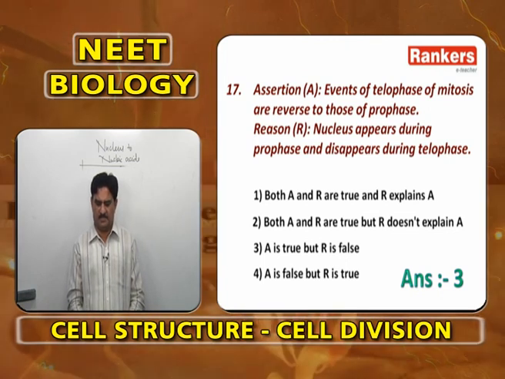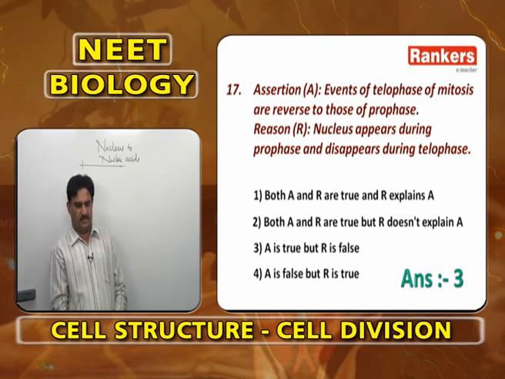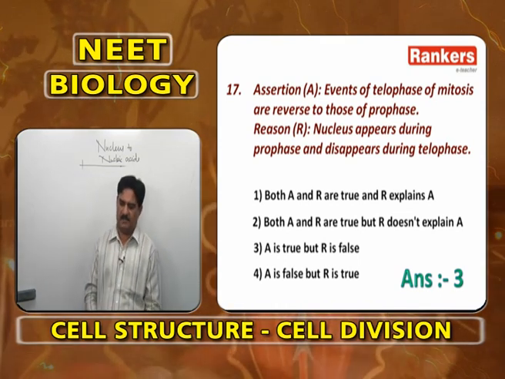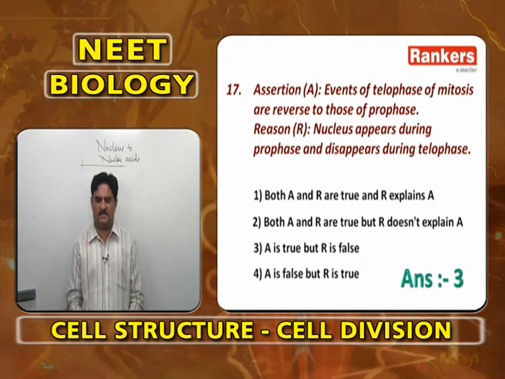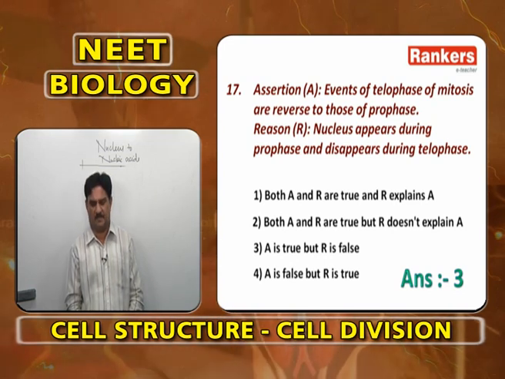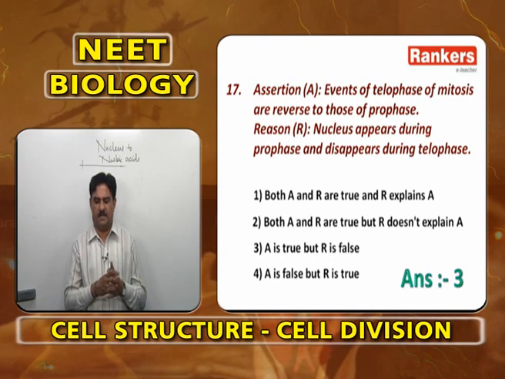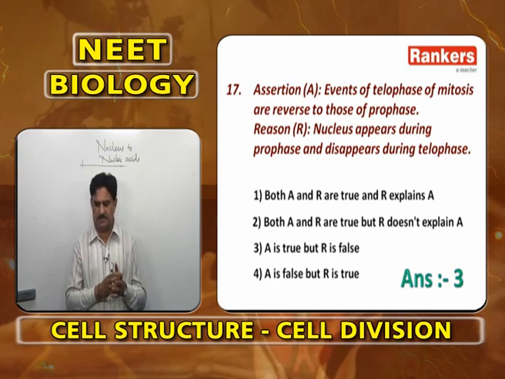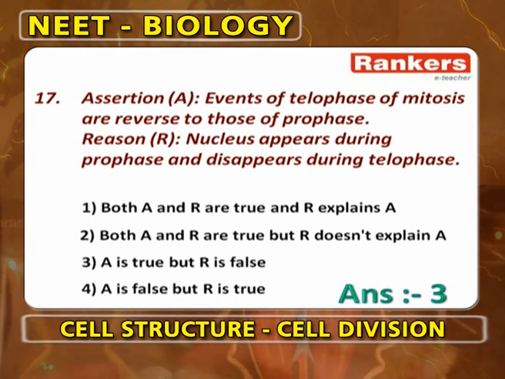Nucleus appears during prophase and disappears in telophase is wrong. Nucleus disappears during prophase and reappears during telophase is correct. So, A is correct, R is false. Events of telophase of mitosis are reversed to those of prophase is perfectly correct. Nucleus appears during prophase and disappears during telophase is wrong. What must the statement be here? Nucleus disappears during prophase and reappears during telophase. Here A is true, R is false.